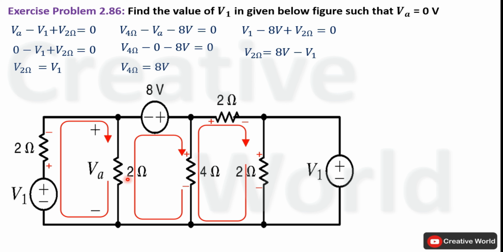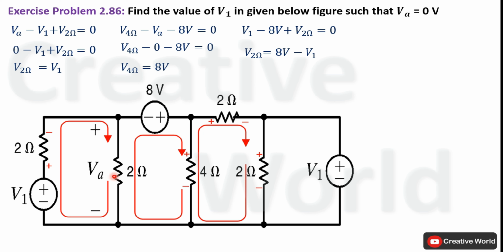Value of resistance is 2 ohm. So in order to make the value of VA 0, current through this resistance should be 0. And we know that the current is 0 only when the circuit is open circuited. So we can say that this branch will be open circuited. That's why voltage across this 2 ohm resistance is 0 volt. And if this 2 ohm resistance is open circuited, it can be removed from the circuit. It will have no effect in the circuit.